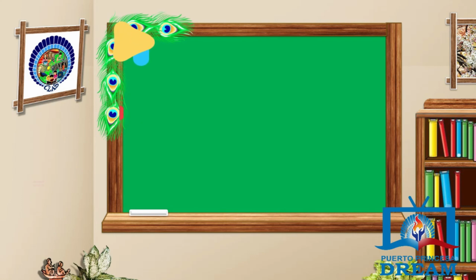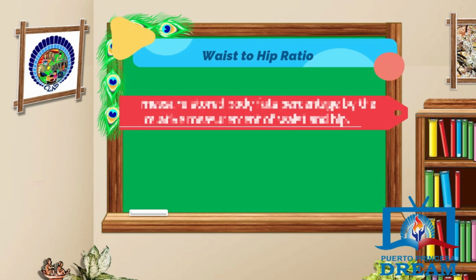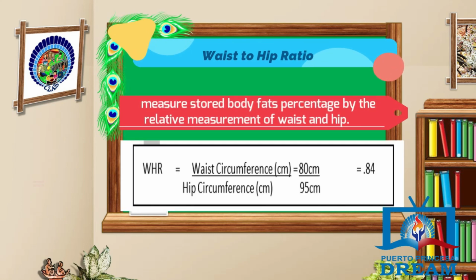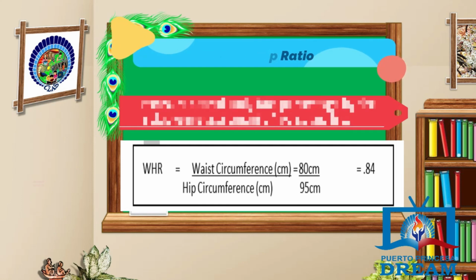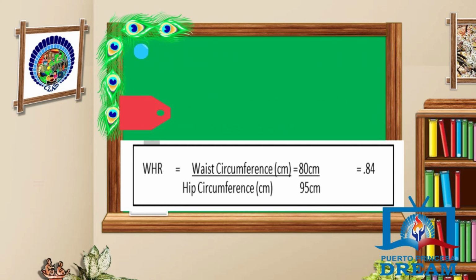B. Waist to hip ratio. Measures stored body fat percentage by the relative measurement of waist and hip. WHR equals waist circumference in centimeters divided by hip circumference in centimeters, equals 80 centimeters divided by 95 centimeters, equals 0.84.